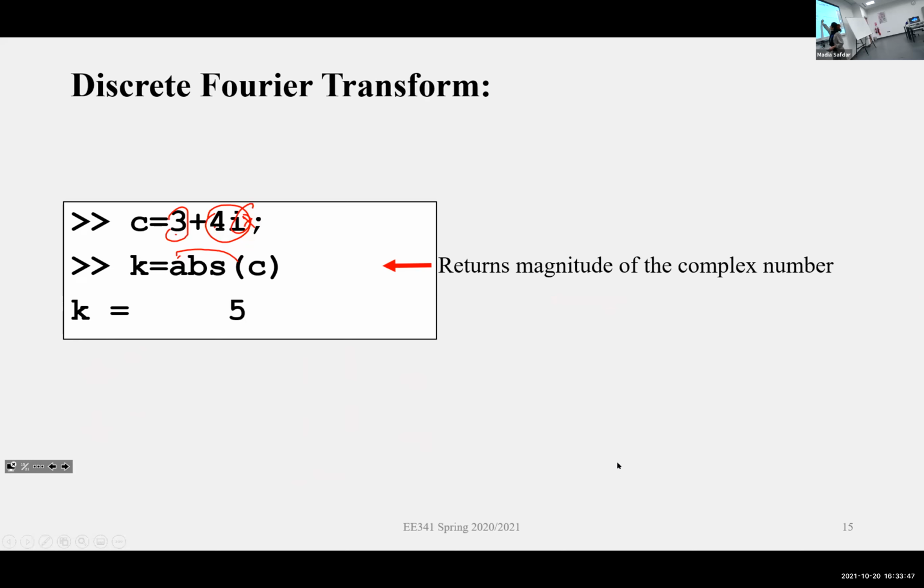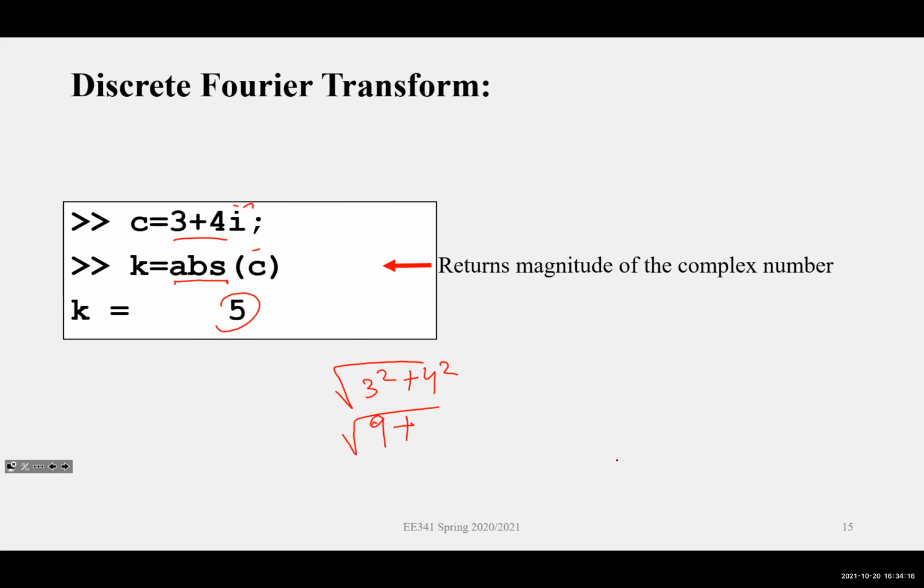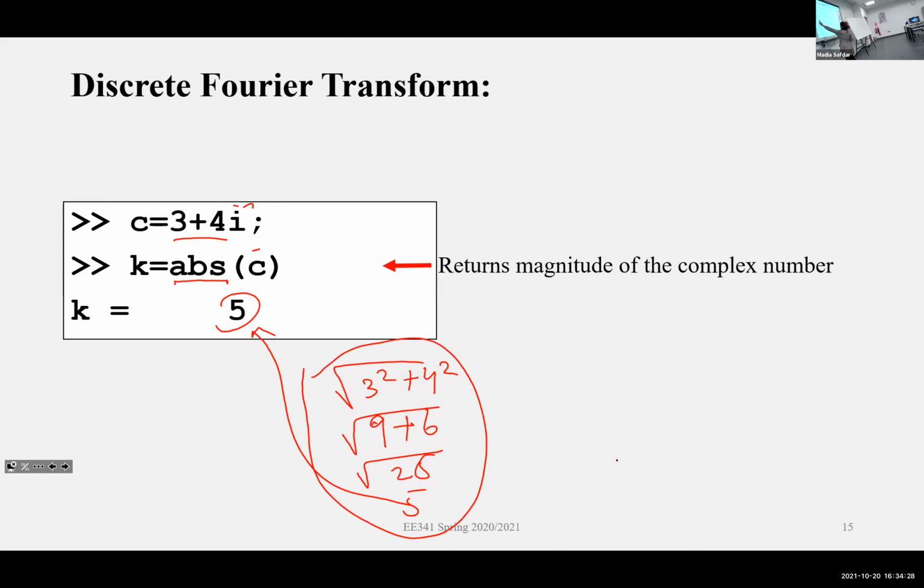Now there is another command. C is equal to 3 plus 4i, right? So this is a complex number. If I want to find the absolute value of this number, I just write the abs command in MATLAB and it will give me the absolute value. So in maths, how can you find it? 3 square plus 4 square, that is 9 plus 16, which is equal to 25, and the square root of 25 is 5. This is the answer here. So MATLAB does all these steps itself and gives me the answer.